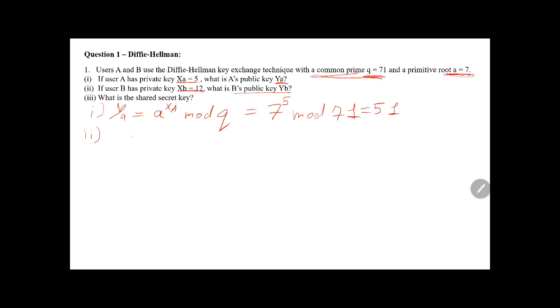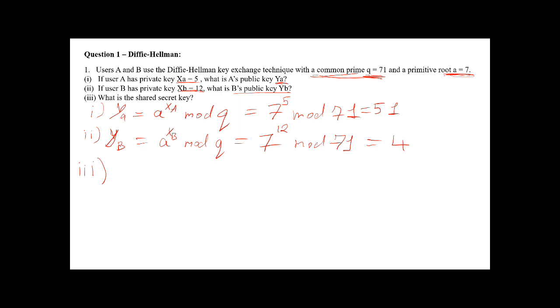So it's just the same as the first part. We will do YB equal A power XB modulus Q. So it's 7, which is the same primitive root, power XB, which is now 12, as 12 is the private key for B, modulus the same value, 71, which is our Q, that is the common prime. And this is equal to 4.